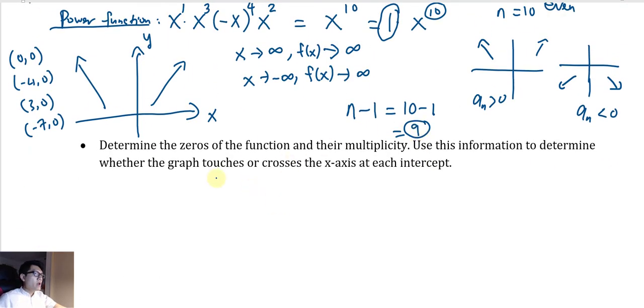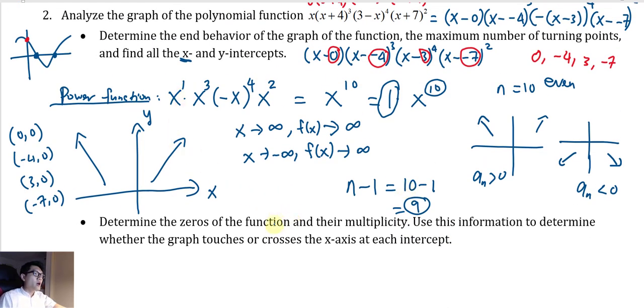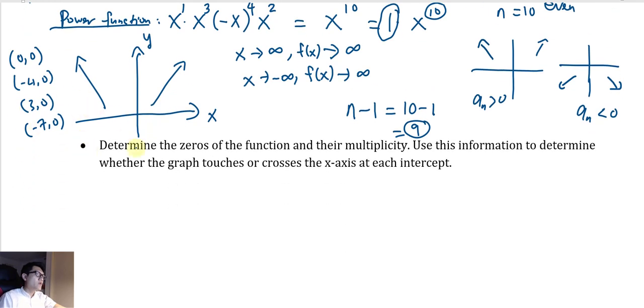And then the next question, determine the zeros of the functions and their multiplicity, right? The zero of the function is the same thing as the x-intercept, right? So the zero of the function is just the value of the x-intercept. So x1 equals 0, x2 equals -4, x3 equals 3, and x4 equals -7. Okay, and then their multiplicity, which is the power.